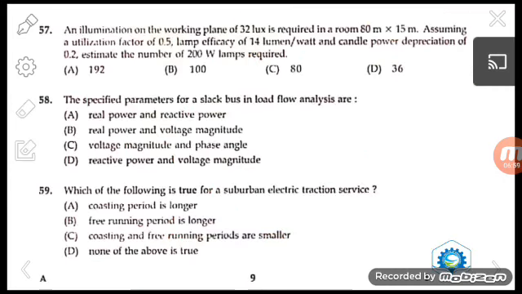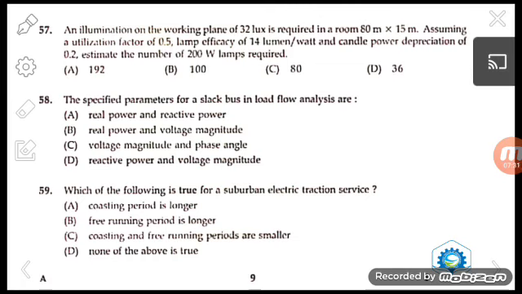And the next question is, an illumination on the working plane of 32 lux is required in a room 80 meter by 15 meter, assuming a utilization factor of 0.5, lamp efficacy of 14 lumen per watt, and a candle power depreciation of 0.2. Estimate the number of 200 watt lamps required. So we have to calculate the number of 200 watt lamps required in a room.